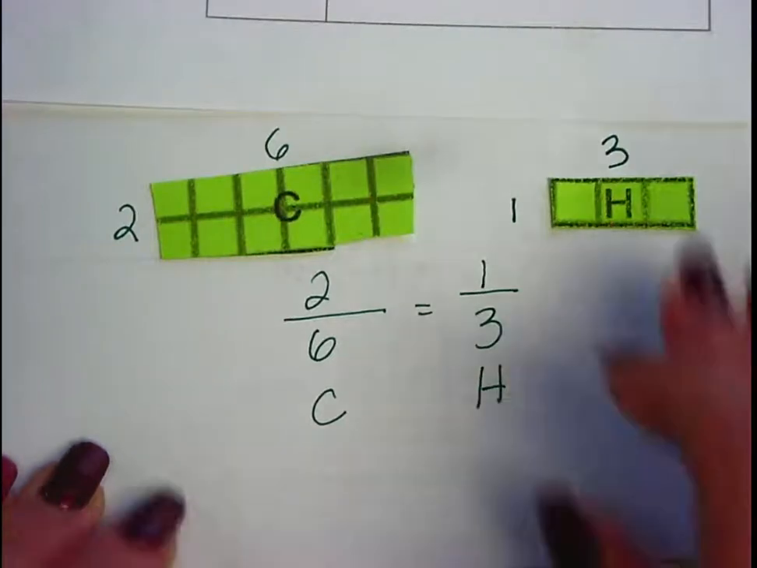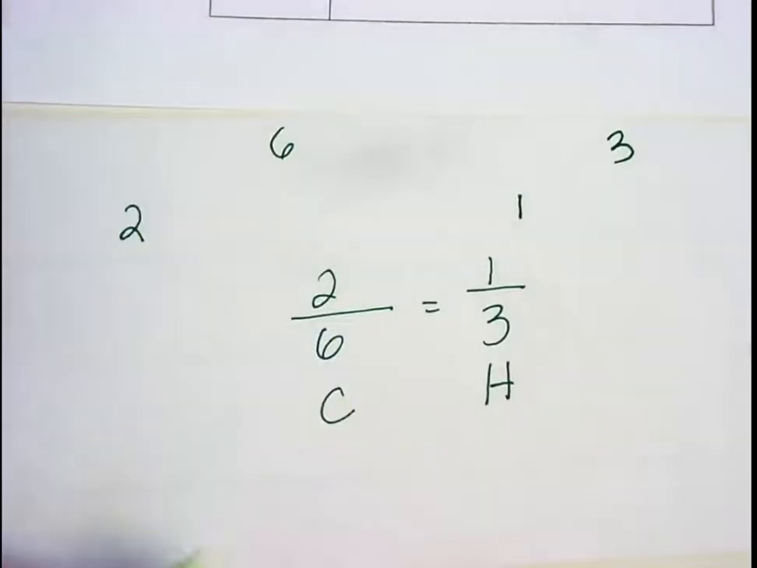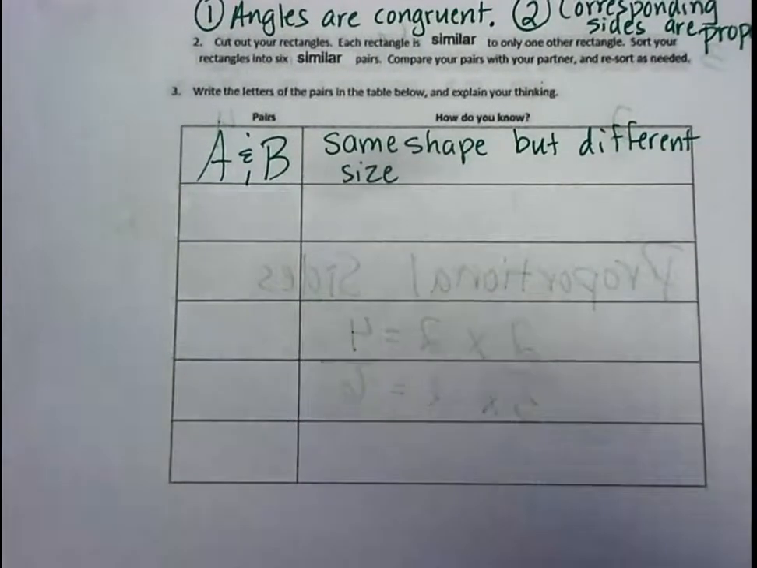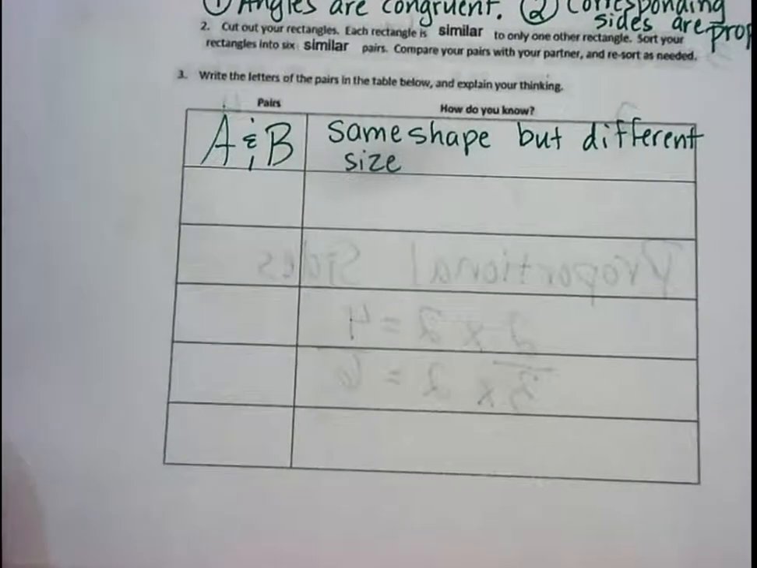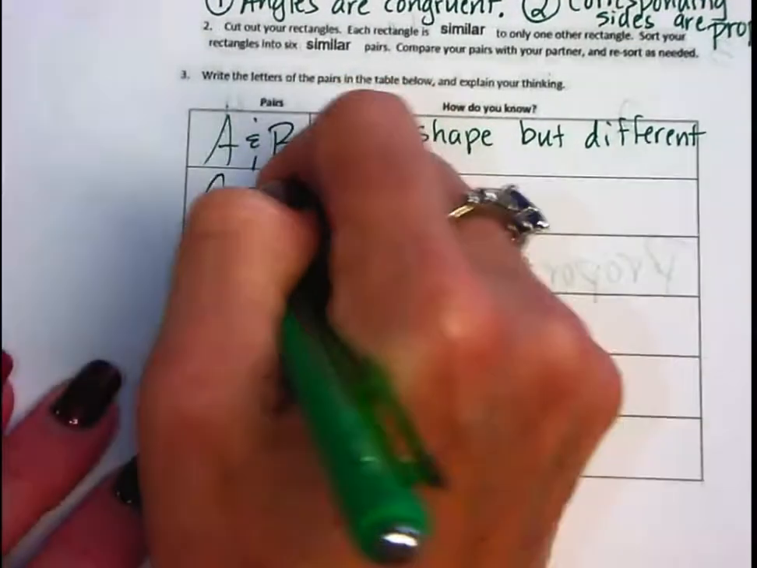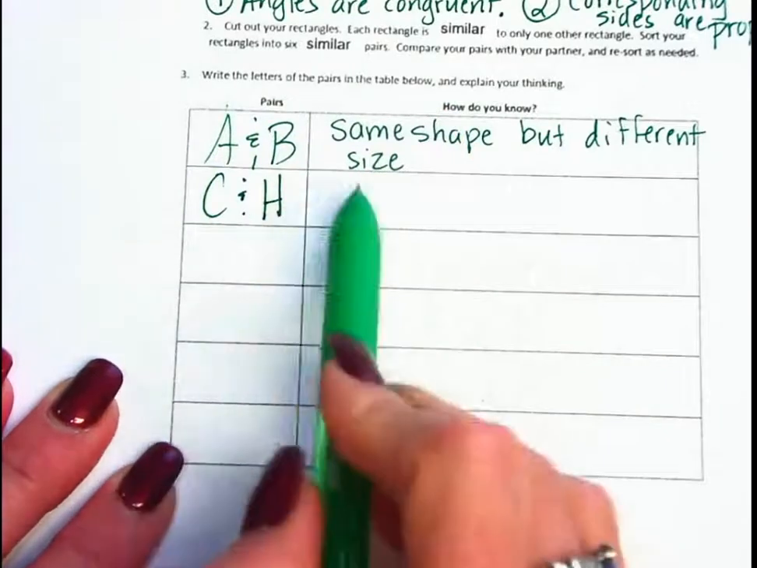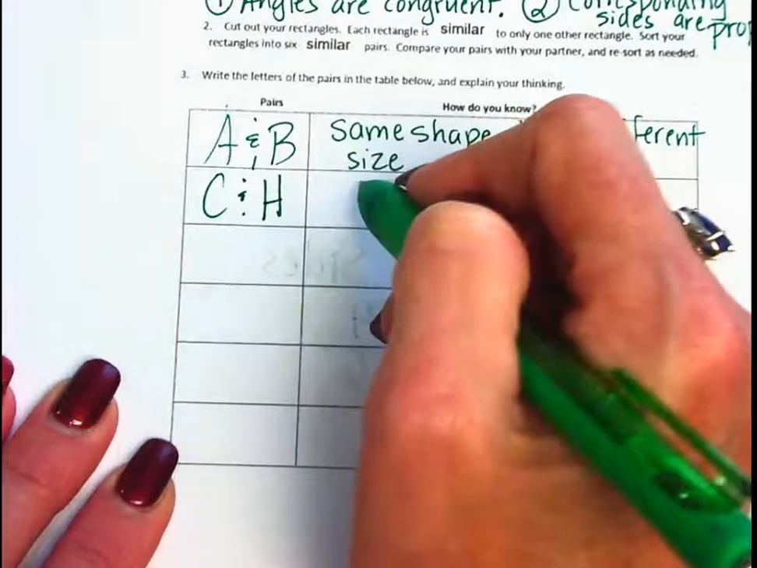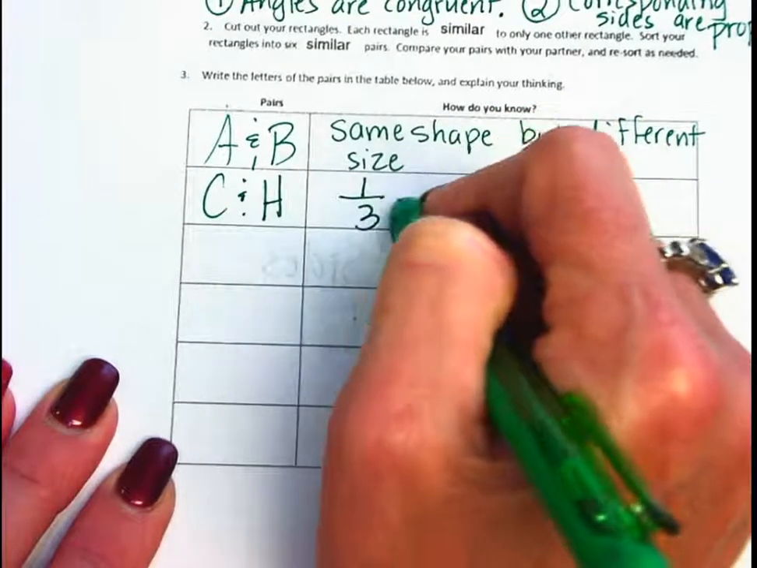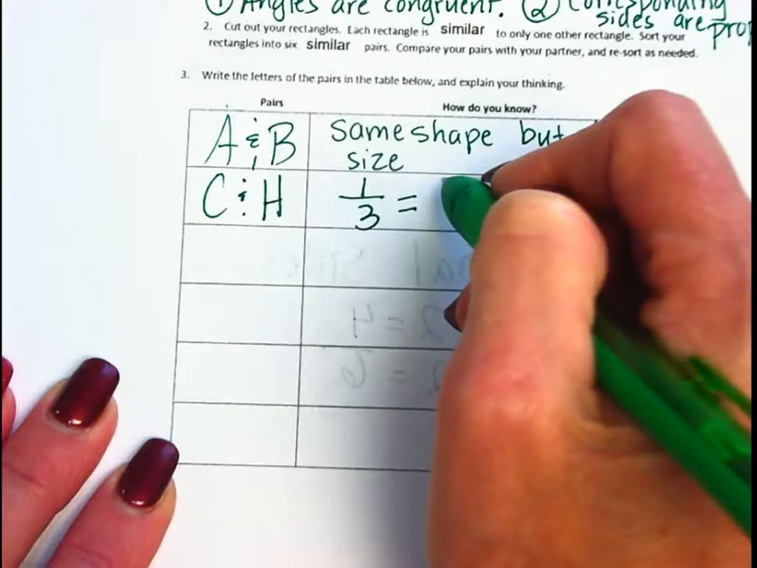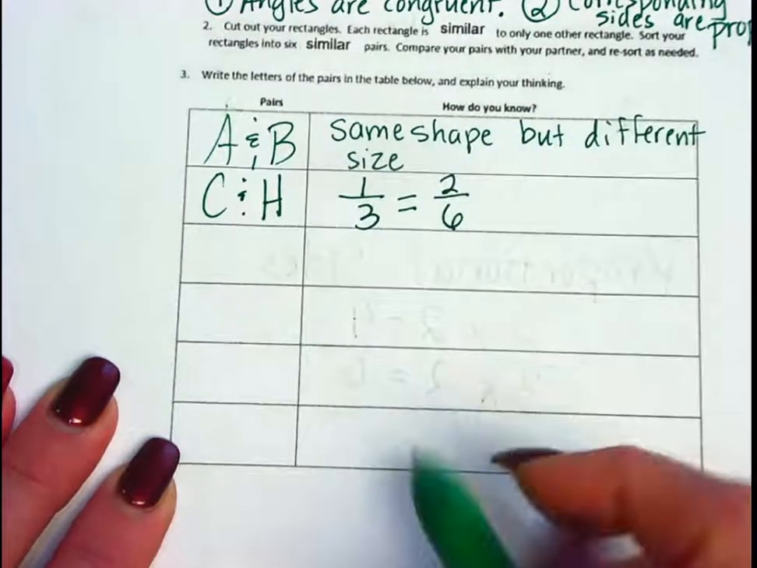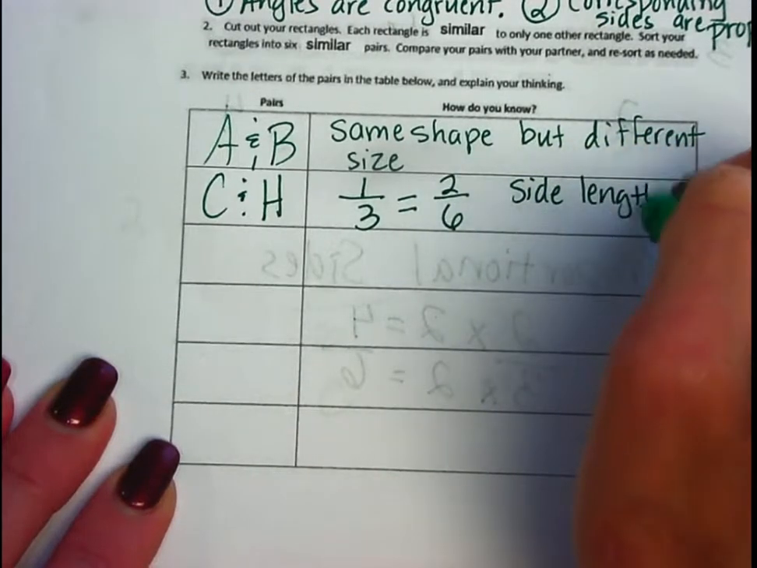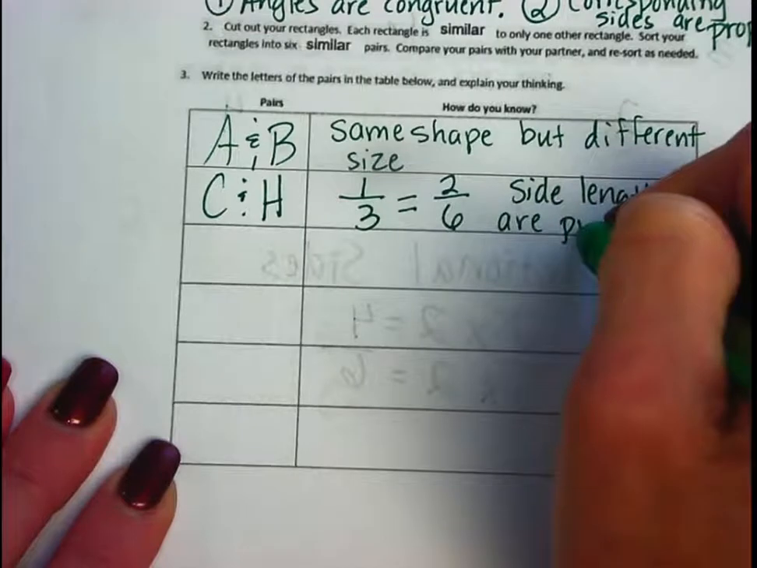All right, let's go with D. Actually, let's go ahead and go up to our sheet. So we said it was C and H. And the way we know is the sides are proportional. So we know that 1 over 3 is equivalent to 2 over 6. So side lengths are proportional.